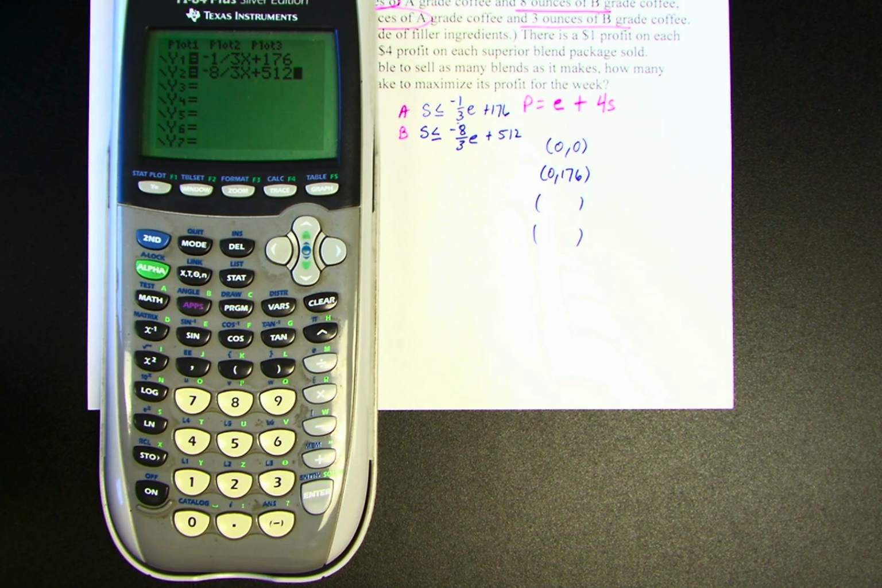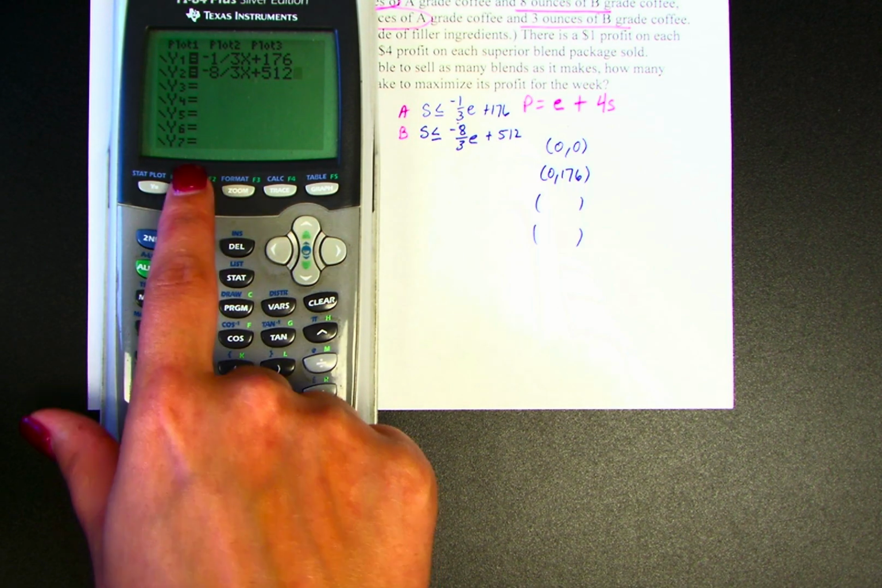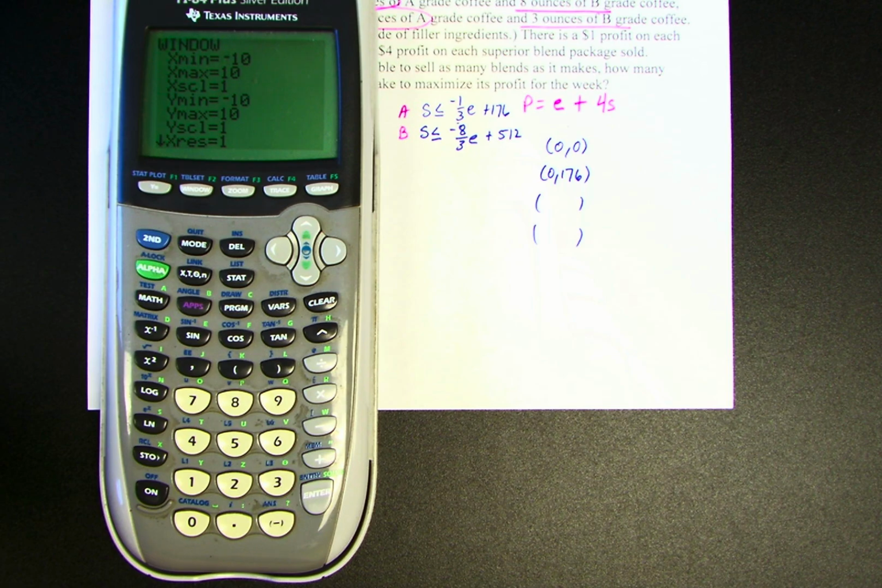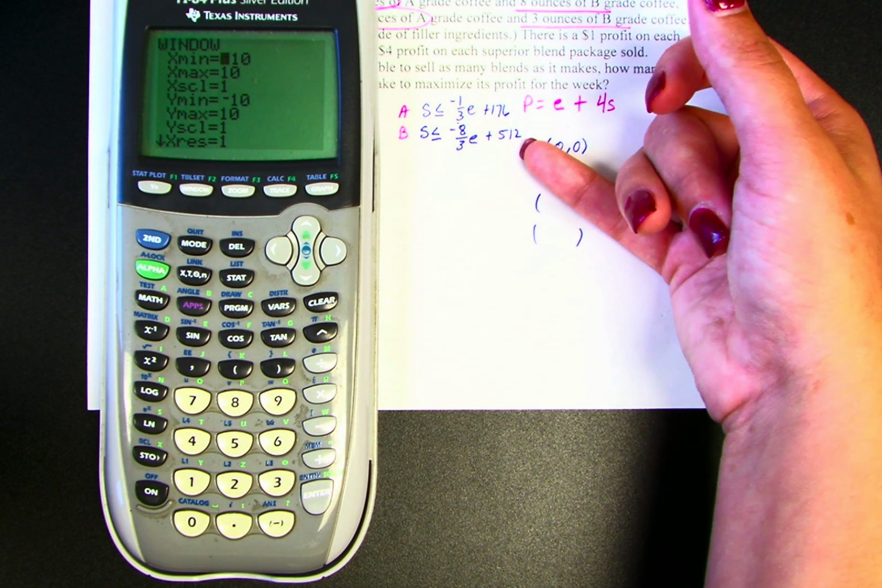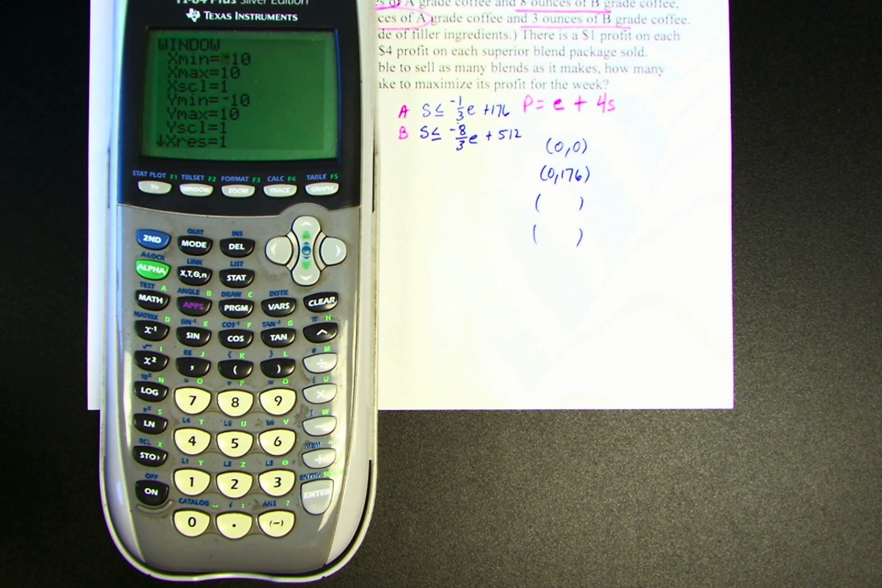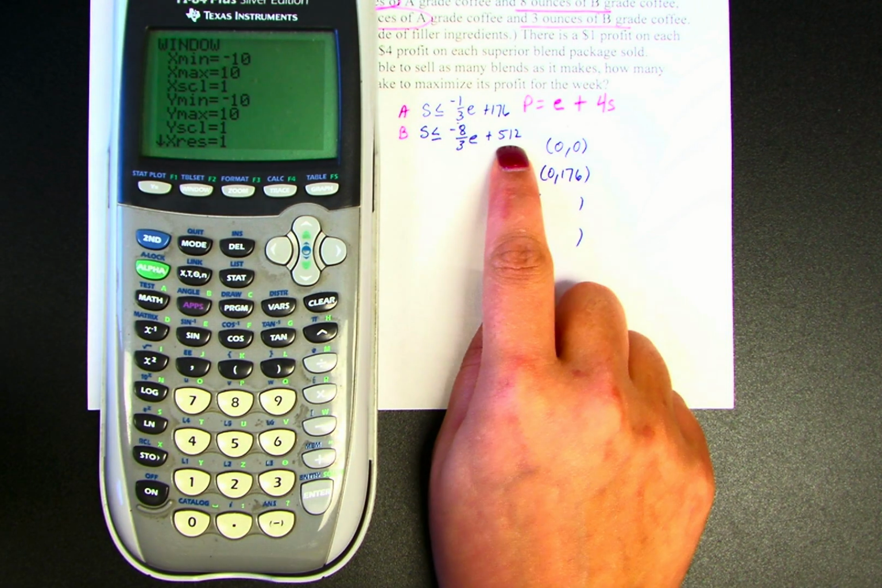Now for this one, we're not going to just want to press zoom 6 to do a standard window because we're not going to be able to see our lines. Because in the standard window, we are only going up to positive 10 for the x and y. So we're going to need to press our window button. And then we're going to need to adjust this to accommodate these intercepts. So I'm going to leave it at negative 10, and then I'm going to change this to be just a little bit bigger than this number.